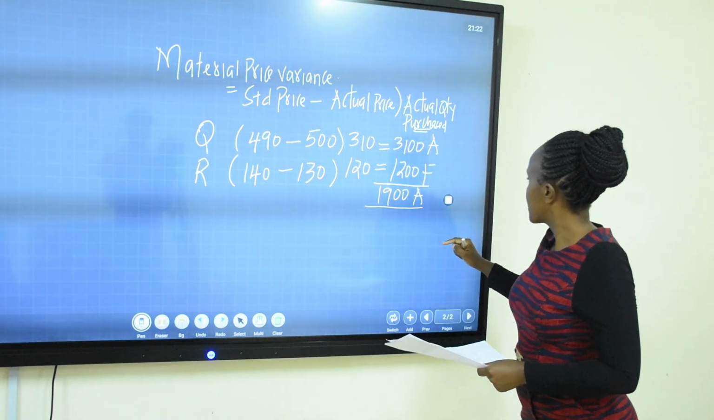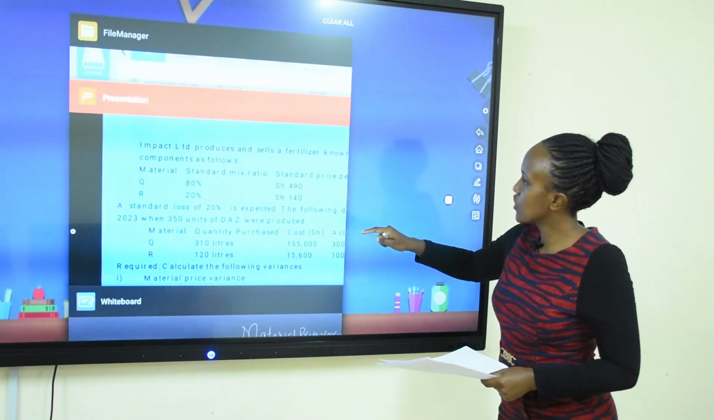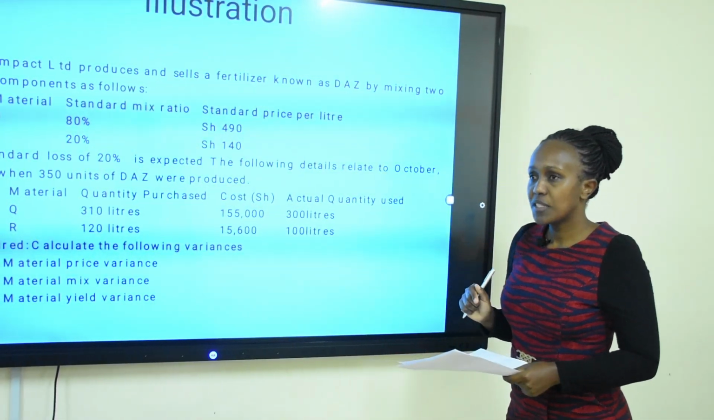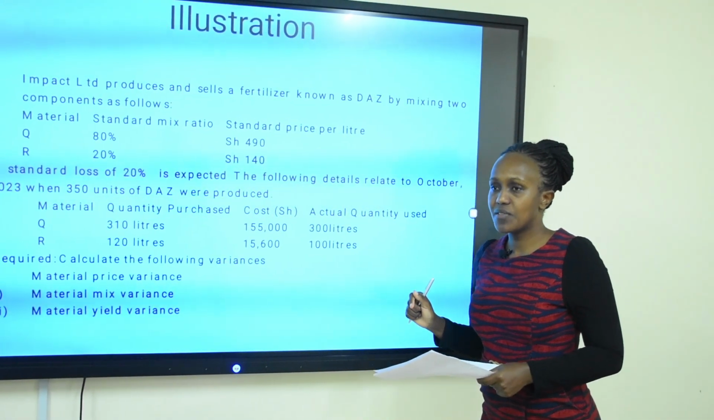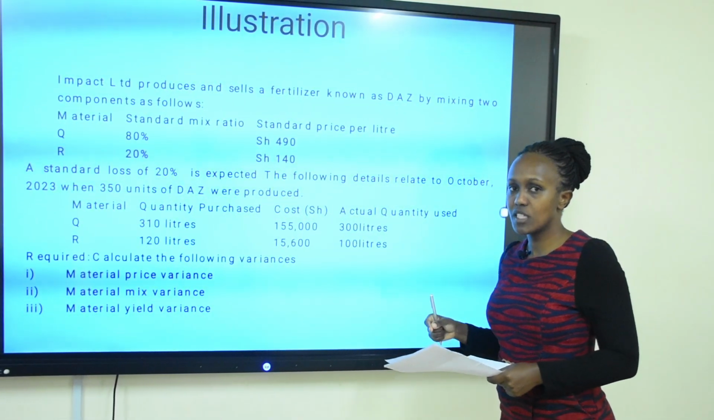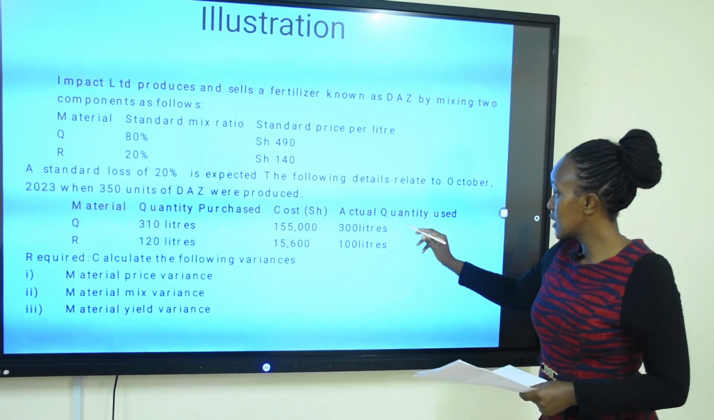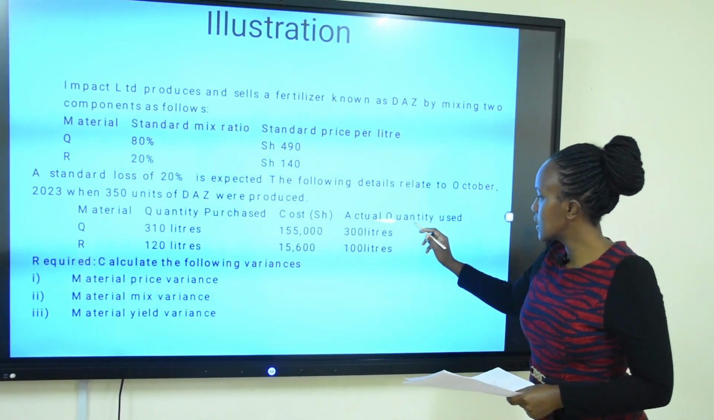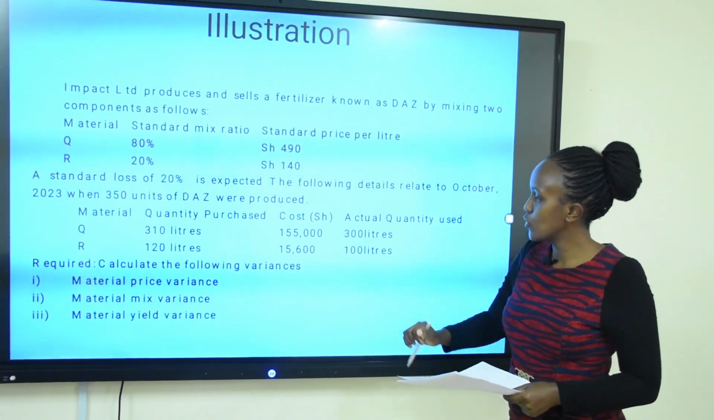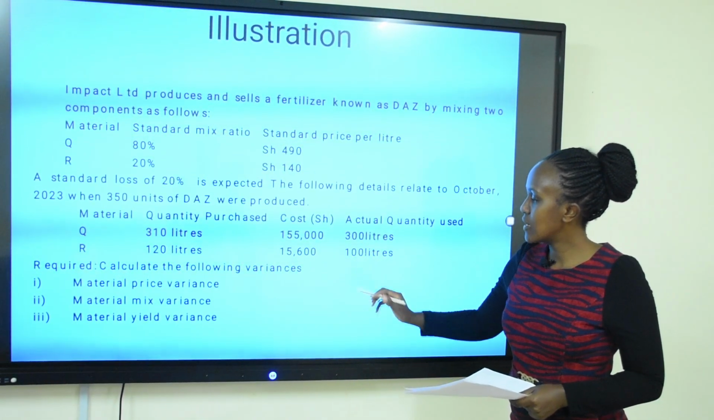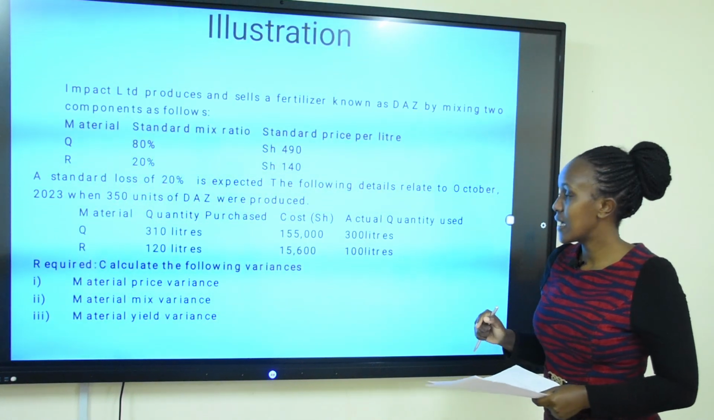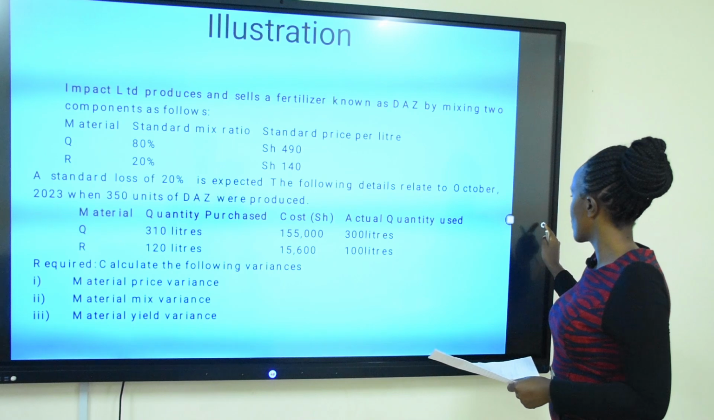So let's go back a little bit and look at our question here. Remember, when you are computing the material mix and the material yield variance, you require as the first item to know the actual quantity that was used, which is given here. They used 300 liters of Q and they used 100 liters of R. This is going to be our starting point, identifying the actual quantity that was used.